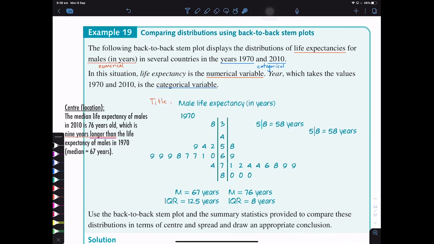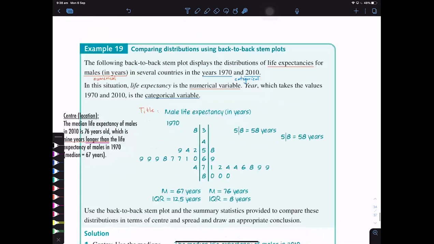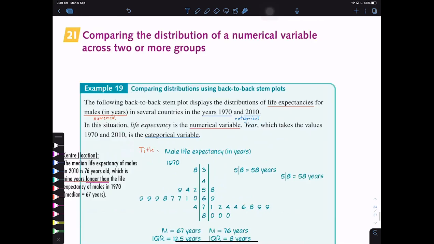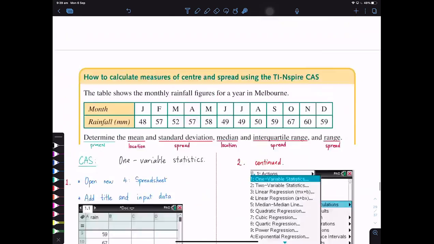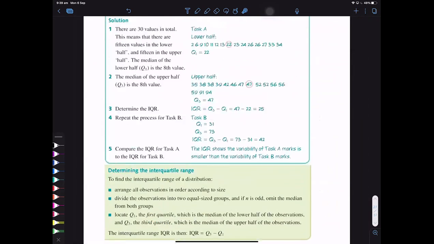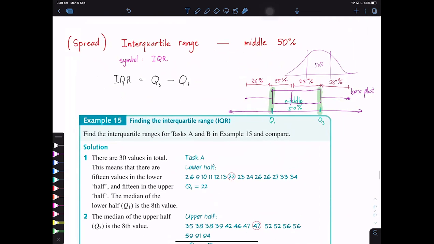Do you remember what the IQR tells us about? Can you scroll up in your notes? Q3 take away Q1. That's the formula, right? But I'm talking about the concept here. What does it tell us? What is the idea? I need you to scroll back up to the notes. So standard deviation there, nope. What does the interquartile range tell us?